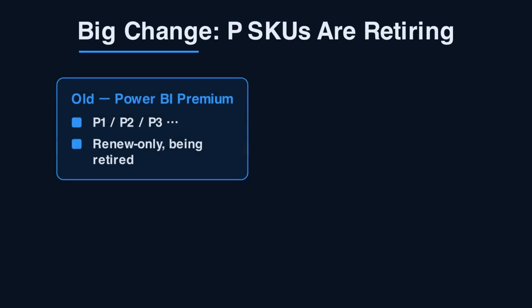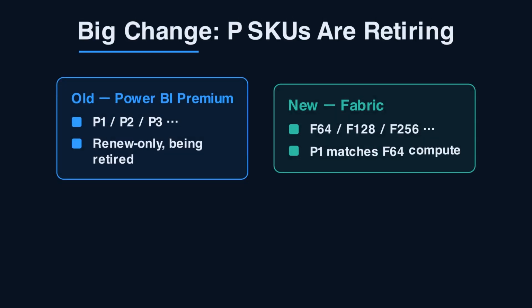Here is the part many teams miss. The old Power BI premium capacities, the P SKUs, are being retired. You can no longer buy them. You can only renew. And Microsoft is steering everyone to Fabric F SKUs instead. The good news is the compute maps cleanly. AP1 capacity lines up with an F64. When your premium agreement renews, you reassign your workspaces to an F capacity, and you get a grace period, 30 days of free capacity and 90 days of access, so nothing breaks mid-migration.